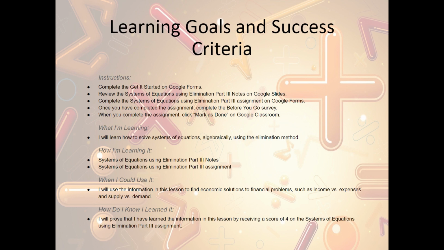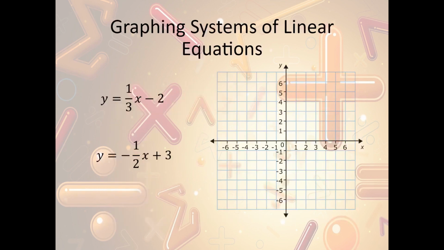Our notes begin with the learning goals and success criteria. Now let's take a look at how we can graph systems of linear equations. So all this really means is we're going to graph both of these lines at the same time. On the first one, we'll go ahead and graph this. We're going to plot our y-intercept, which is -2. So we're going to go down 2 and plot our point. And the slope is 1/3. So we're going to go up 1 to the right 3, plot our point, and connect the dots.